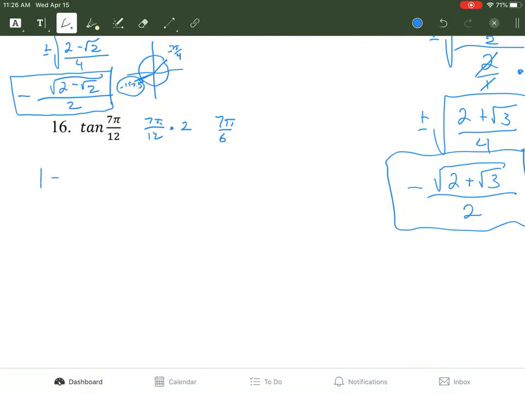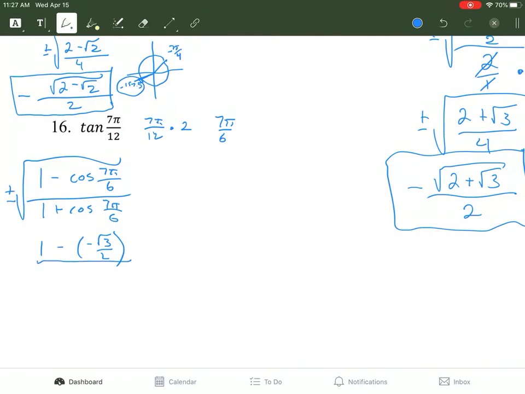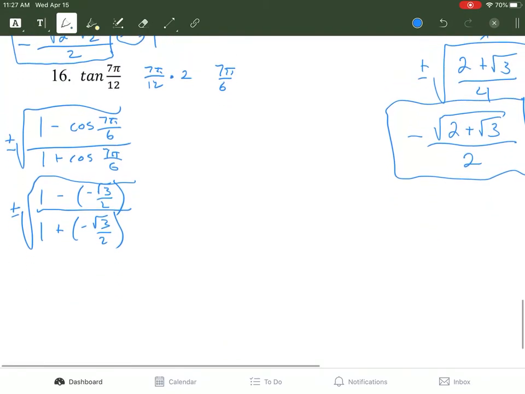All right, so our formula: we have the square root, plus or minus, of 1 minus cosine of 7 pi over 6 divided by 1 plus cosine of 7 pi over 6. So we were looking at the cosine of 7 pi over 6, which is negative root 3 over 2. So we're going to have 1 minus negative root 3 over 2 on the top, and 1 plus negative root 3 over 2 on the bottom. Again, big square root, plus or minus. Sorry about the messiness of the square root.